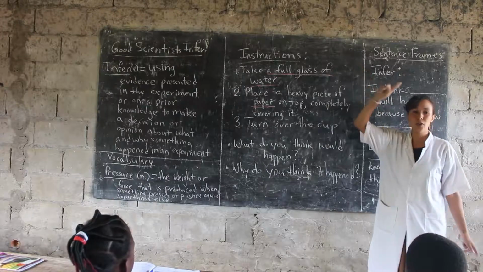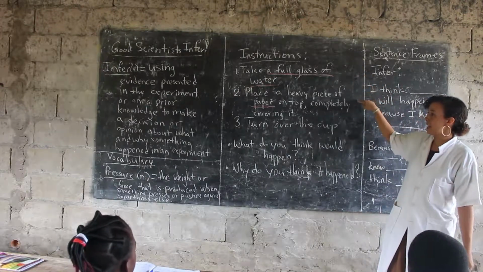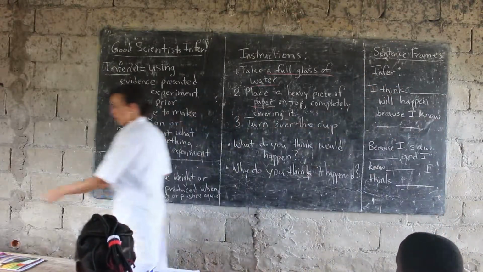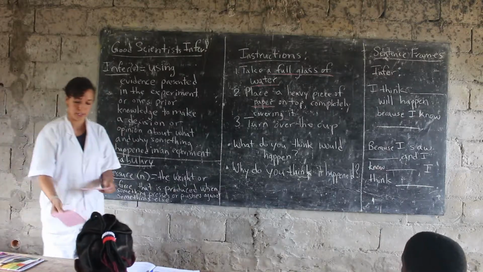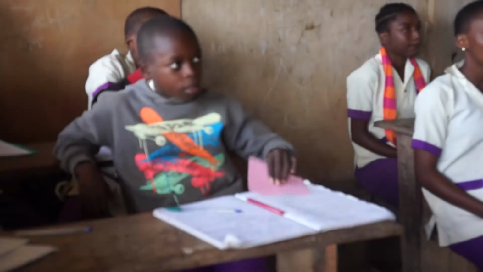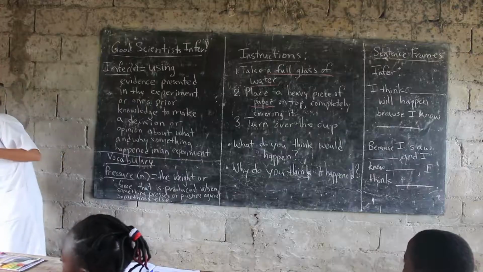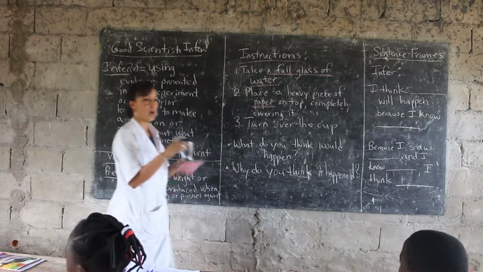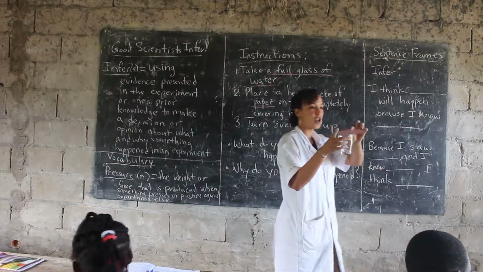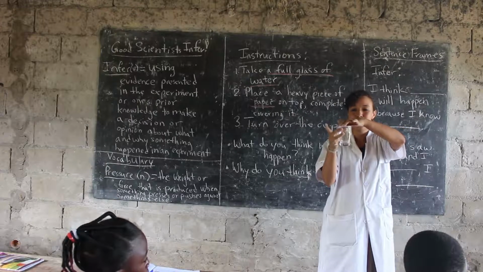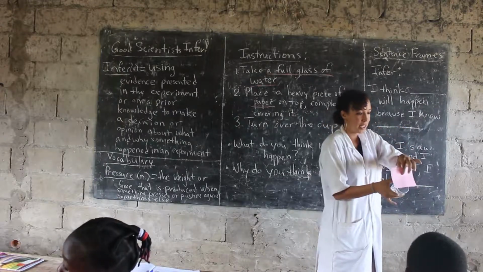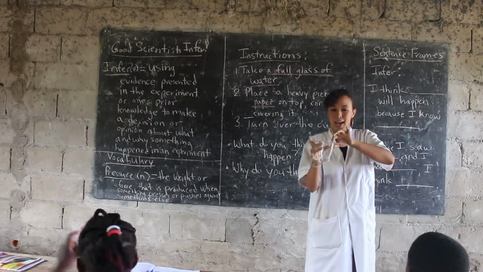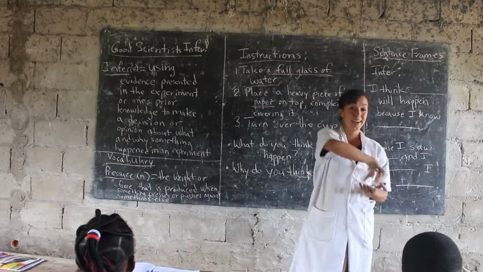First, we're going to take a full glass of water. Then we're going to take a heavy piece of paper. Here, just pass these ones around so you can at least see what the paper is like. And we're going to take this thick piece of paper, and after we fill this glass of water, we're going to place the paper on top to cover it completely. Not cover it partially like that, we're going to cover it completely. And afterwards, I'm going to turn it over.